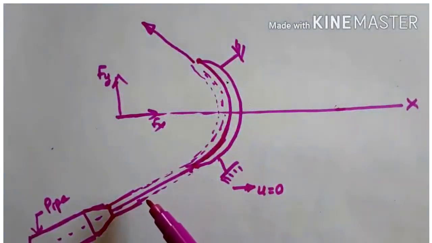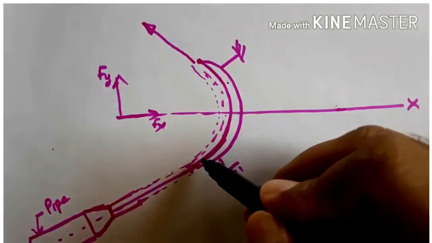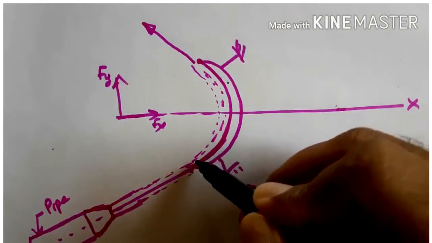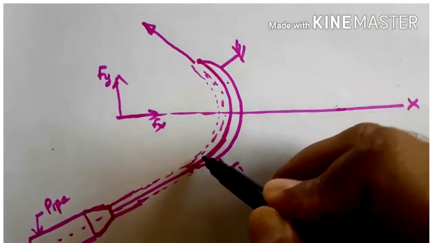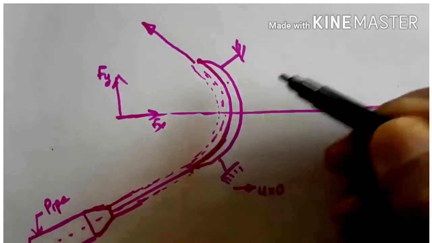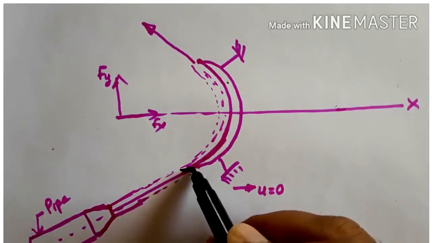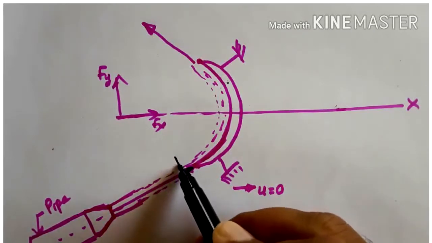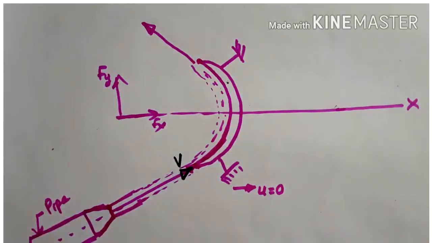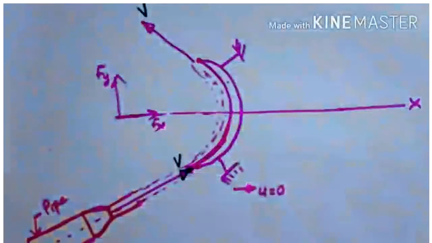Here, assumptions: we are going to assume that the inner surface of the vane is very smooth, hence there is no frictional loss. Whatever velocity with which the jet is entering, let us take the velocity of the jet as V, and with the same velocity it will exit at the outlet.